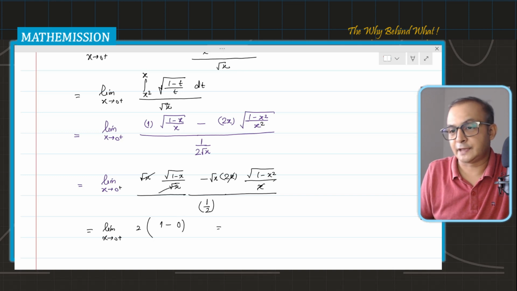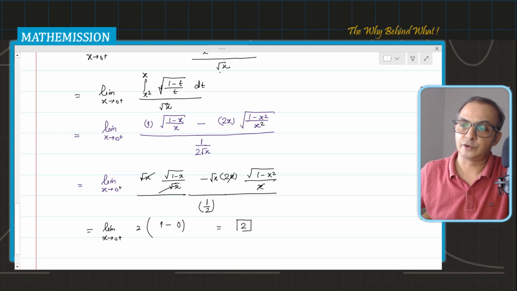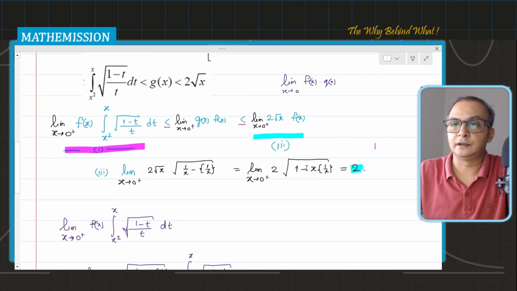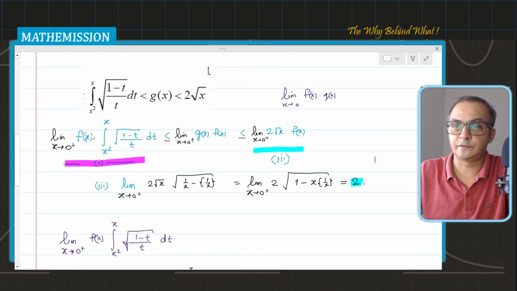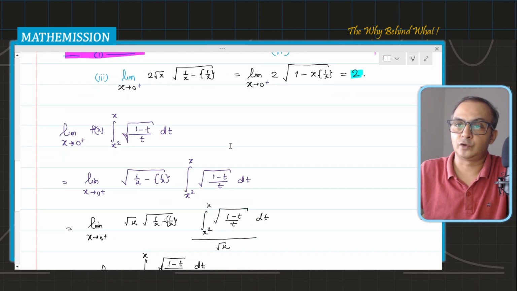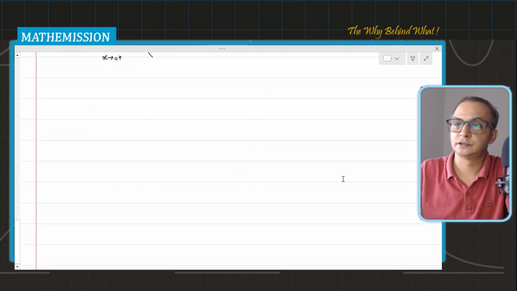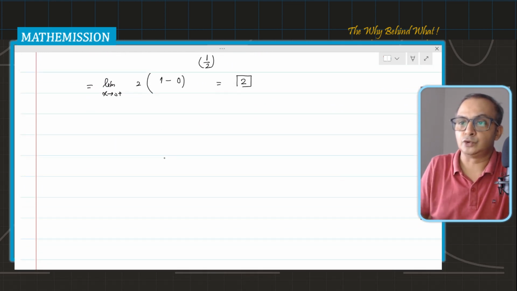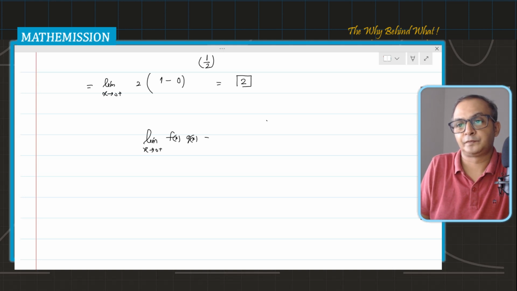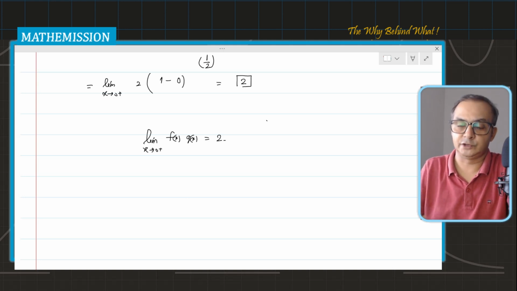So I'm getting the same limit 2 on the left part also. So I got the left function limit is also 2, right function limit also 2. Therefore, what is sandwiched between them will also lead us to the limit 2. It means the answer we have is limit x tends to 0 plus f(x) into g(x) is equal to 2.